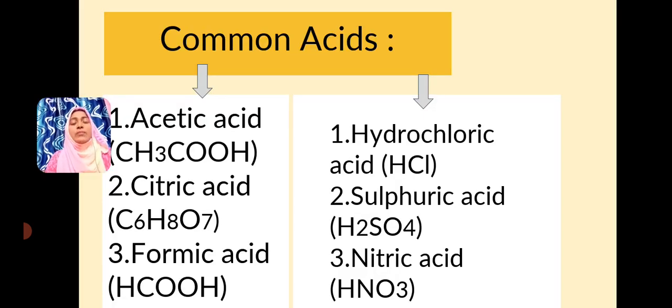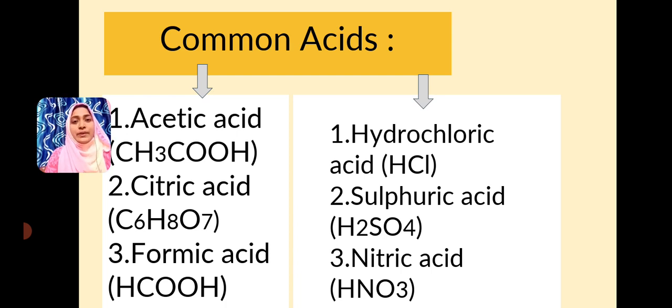Next are some common acids. As I told you before, there are organic acids and inorganic acids. These are common acids which we can see in our daily life, and they have been listed here. Organic acids, for example, acetic acid. The chemical formula of acetic acid is CH3COOH. We use this acetic acid in our laboratories and at home in daily uses.